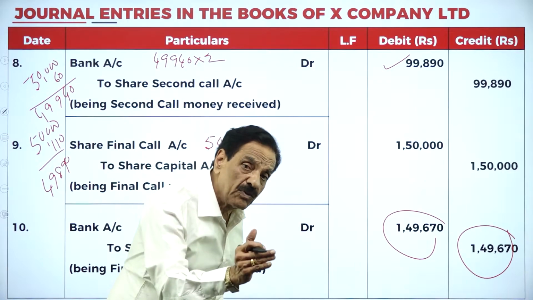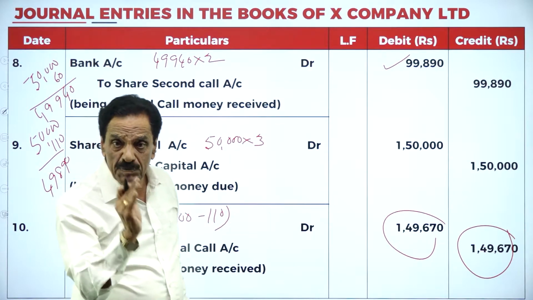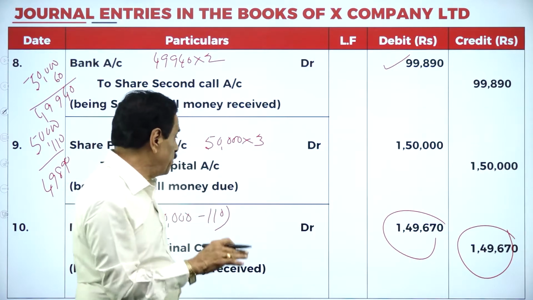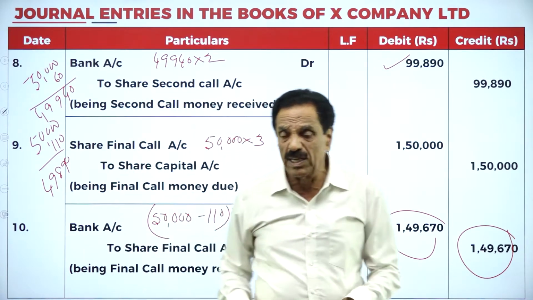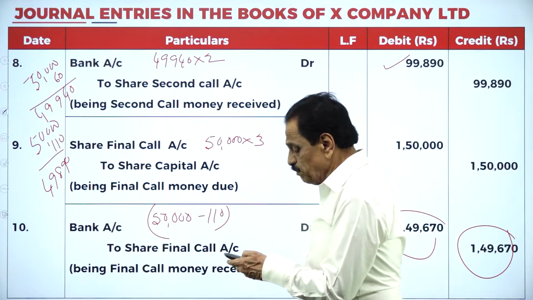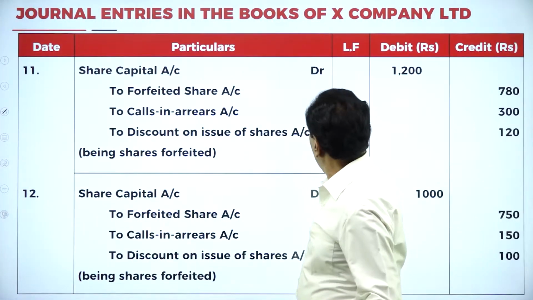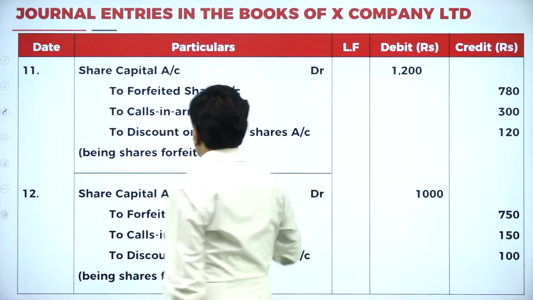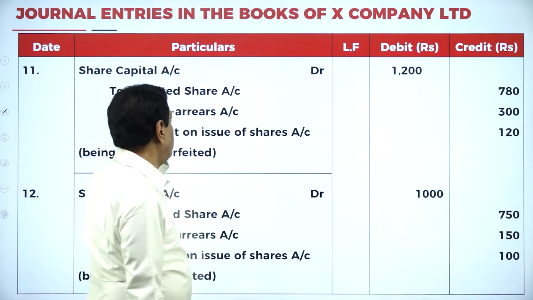On how many shares could you not receive? 110. You must be careful. The remaining members have already become the shareholders. Then the problem says reissued. Here, first one, share capital account debit. This is the entry for forfeiture.